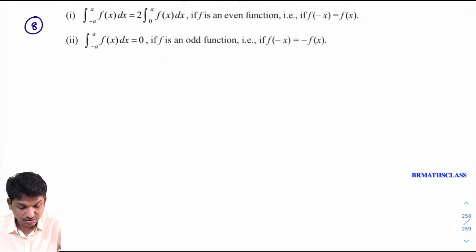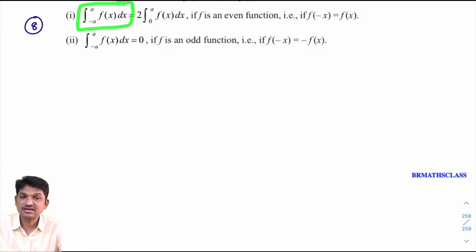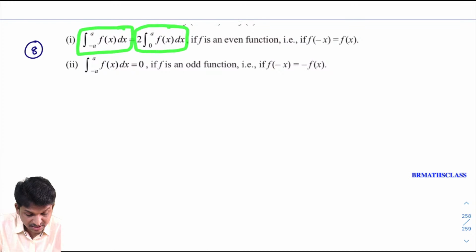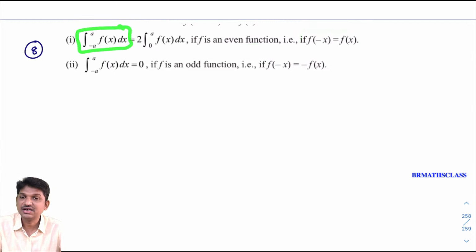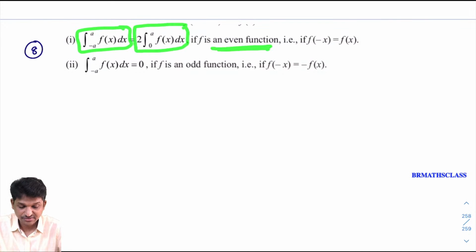Look here, the integral of minus a to a f of x dx is 2 times the integral of 0 to a f of x dx, when f of minus x is f of x. We know that f of minus x is f of x means the function is known as an even function. Very simple. The integral of minus a to a f of x dx is 2 times the integral of 0 to a f of x dx when the function is an even function.